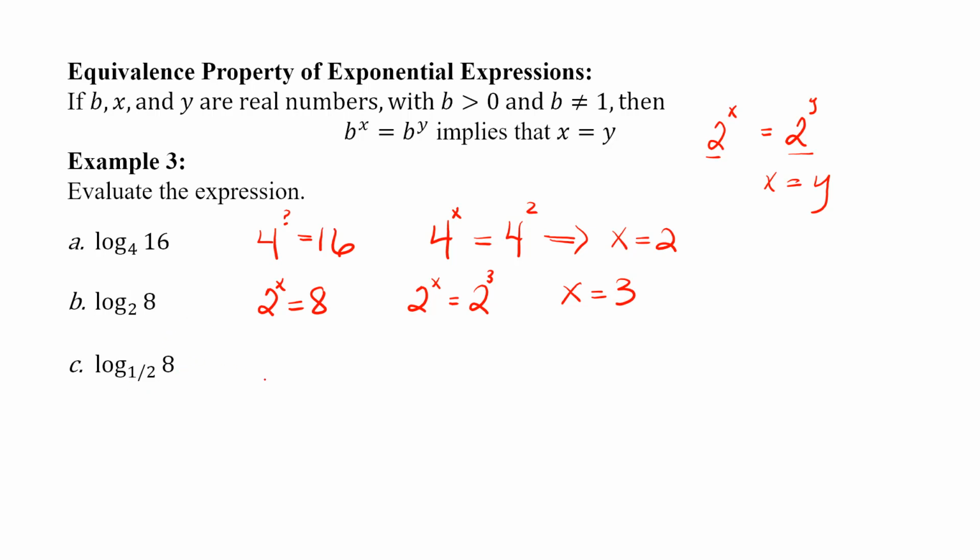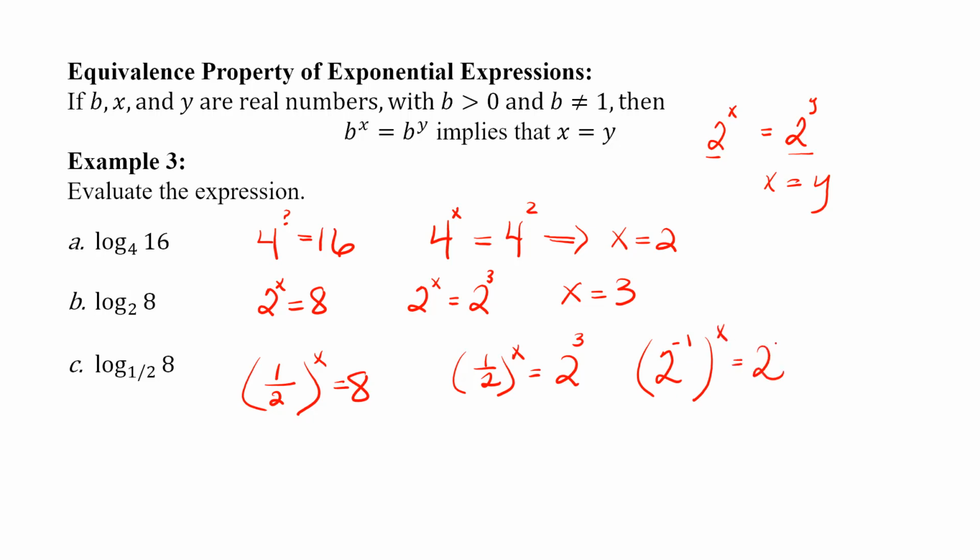Log base 1/2 of 8 is asking you the question, what exponent would you put on 1/2 to get 8? Well, we know that 8 can be written as 2 to the third, so we could have 1/2 to the x power equals 2 to the third. Now the bases are not exactly the same, but if you flip the base on the left side and give it a negative exponent, then the bases will be the same. So you could say 1/2 is the same thing as 2 to the negative 1 power, and you're raising that to the x power, and you're getting 2 to the third.